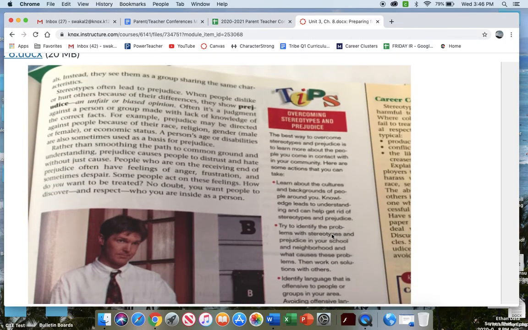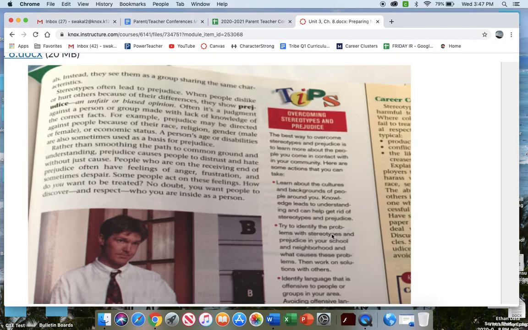It says overcoming stereotypes and prejudice. The best way to overcome stereotypes and prejudice is to learn more about the people you come in contact with in your community. Here are some actions that you can take. Learn about the cultures and background of people around you. Knowledge leads to understanding and can help get rid of stereotypes and prejudice.